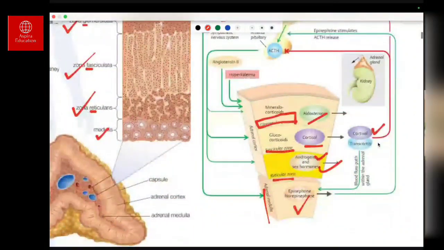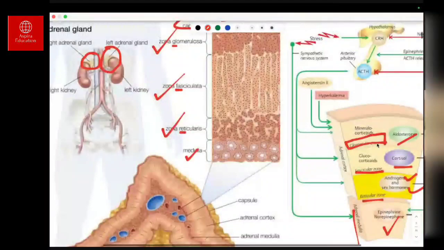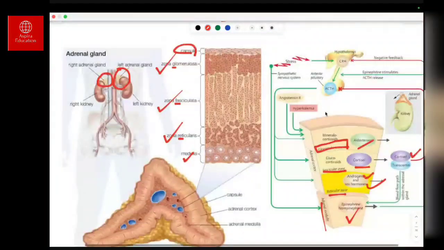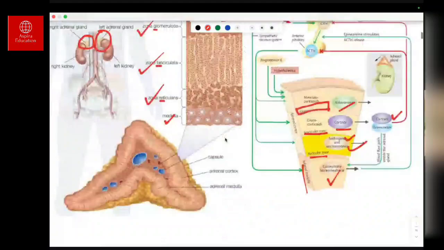Okay, again this diagram is also very important. Very commonly they ask which layer produces which hormone, all those things are very commonly asked in the MRC exam.